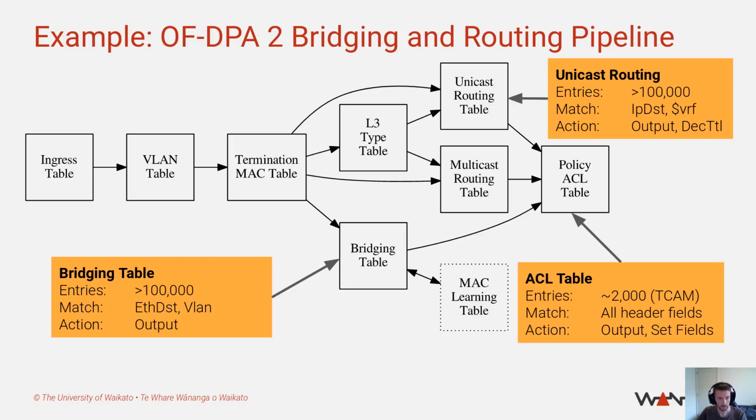For example, the bridging table shown here can support in excess of 100,000 entries, but those can only match Ethernet destination and VLAN and perform an output action. This makes the table large and fast. However, a more generic table like the ACL table supports matching all header fields, and most actions, but can only store 2000 entries because it needs to use TCAM, a more expensive type of memory, and the match is a lot wider.